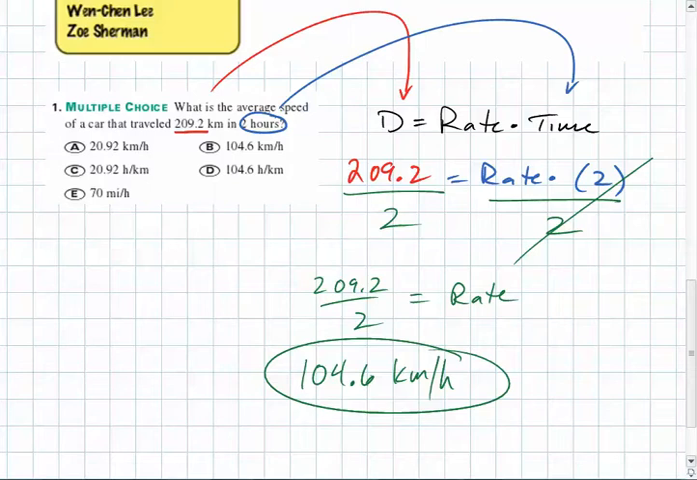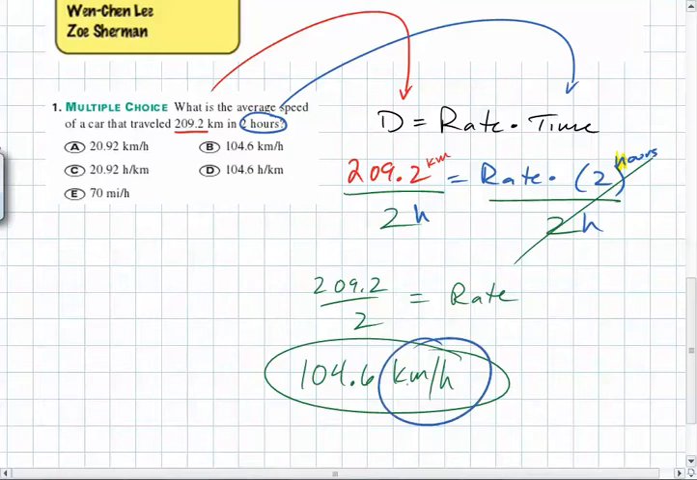When you're in a car and I say how fast are you going, you would say 35 miles per hour. So the distance goes on top because what are the units on 209? This is kilometers. And what's the unit on the 2 right there? 2 hours. So you divided both sides by 2 hours. So what's the unit when you're done? Kilometers divided by hour. So it's 104.6.